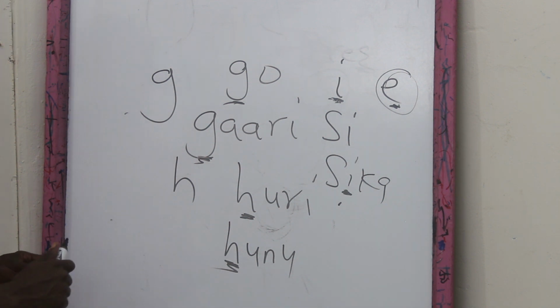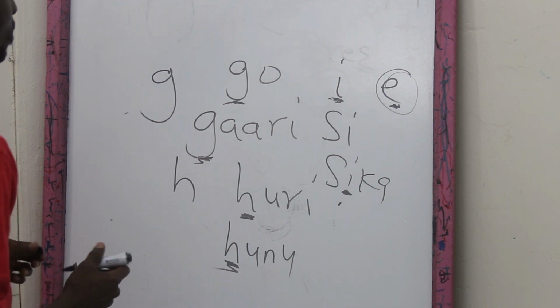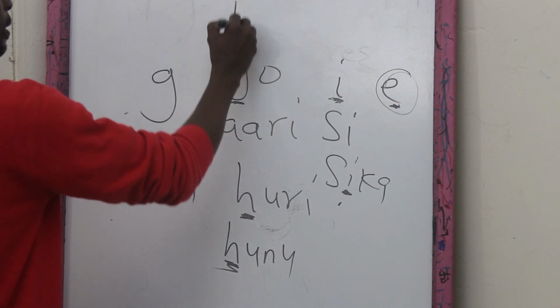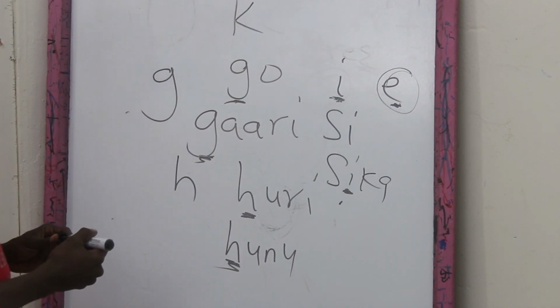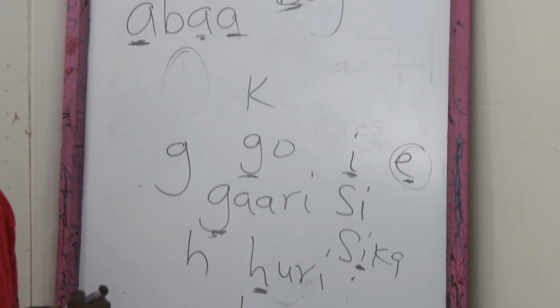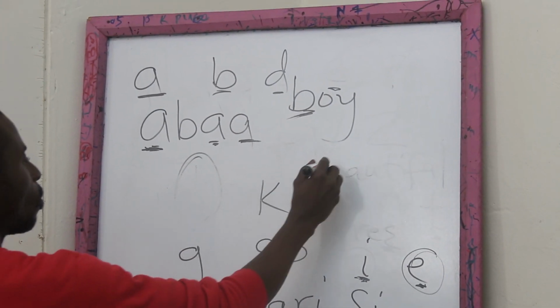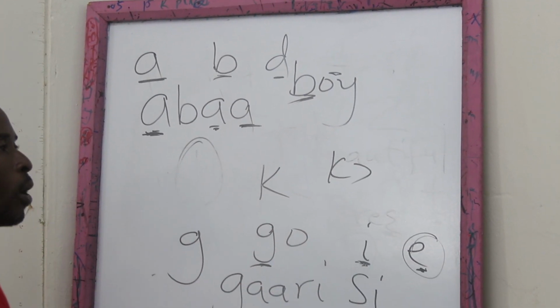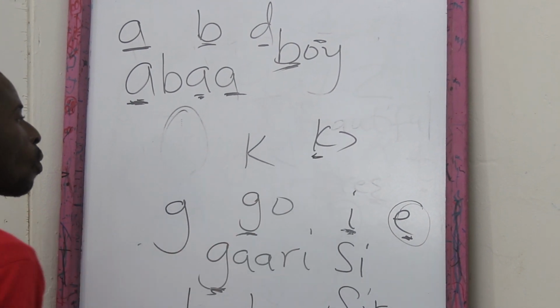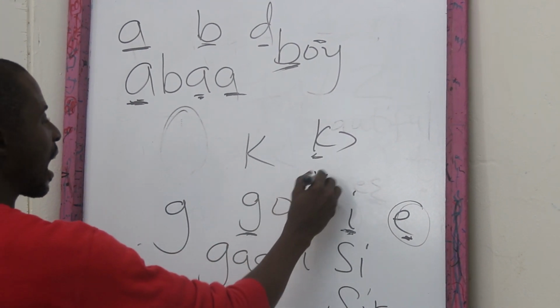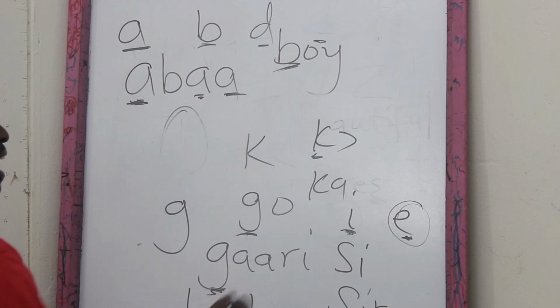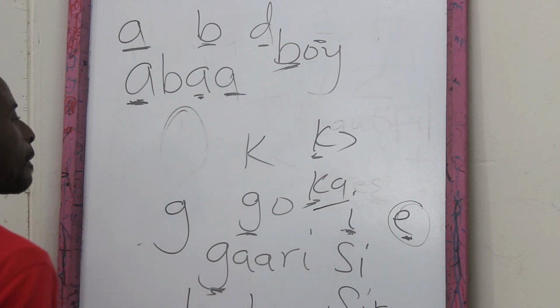Okay. So the next sound, K, as in ko. Ko is go. Ka, as in bite. Ka, bite.